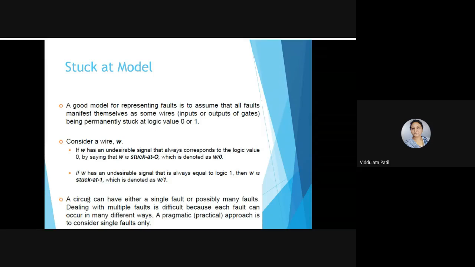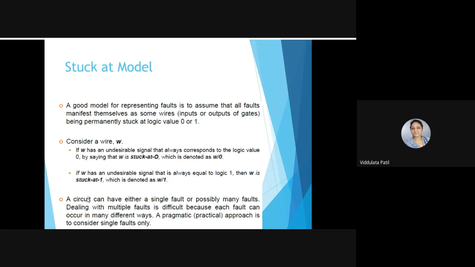Now a circuit can have either a single fault or possibly many faults. If you are using different inputs at the same time, with different logic gates present, there may be many faults in that circuitry. Dealing with multiple faults is difficult because each fault can occur in many different ways. So the practical approach is to consider a single fault only.